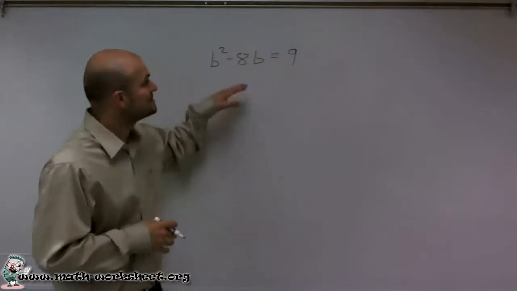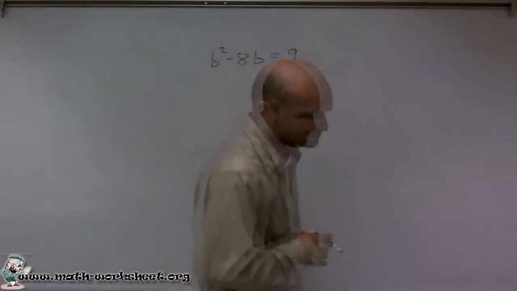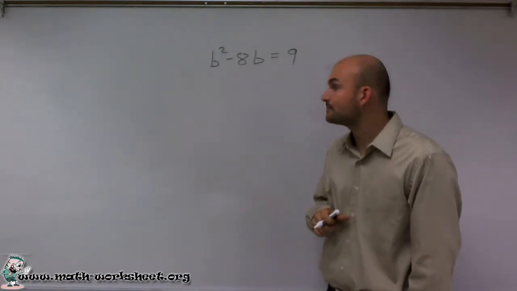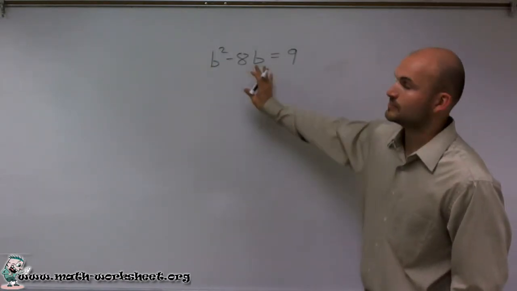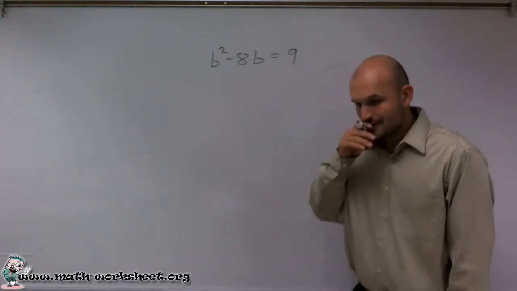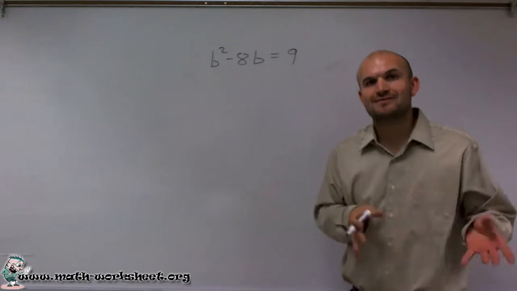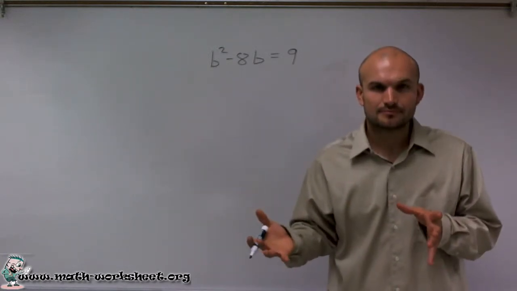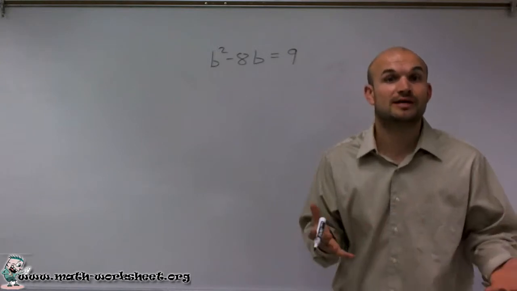Welcome. What I want to do today is show you how to solve this equation by completing the square. What we're going to want to do is find the value of b in this equation. And to do that, previously when you've learned linear equations, we always looked at, well, we can simply just isolate the variable and get it by itself.